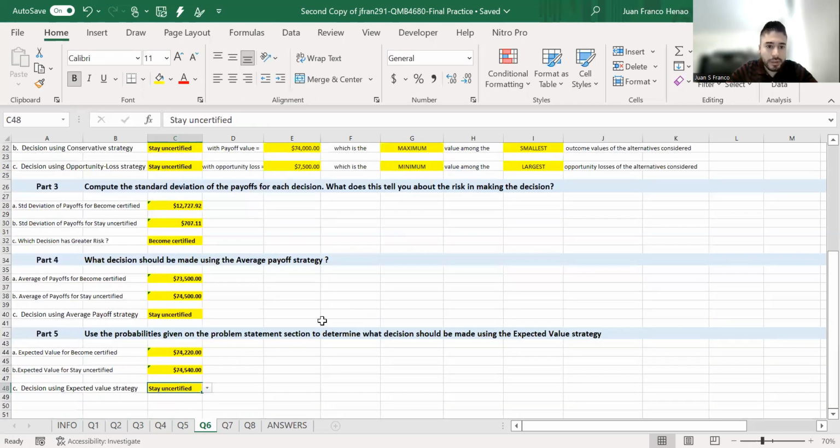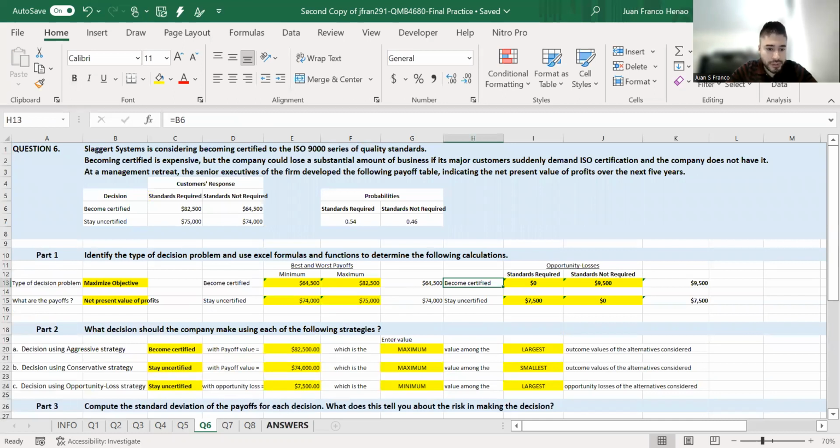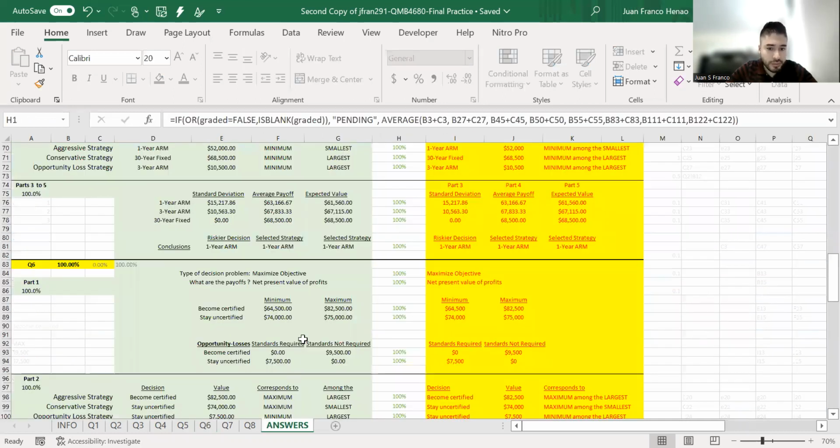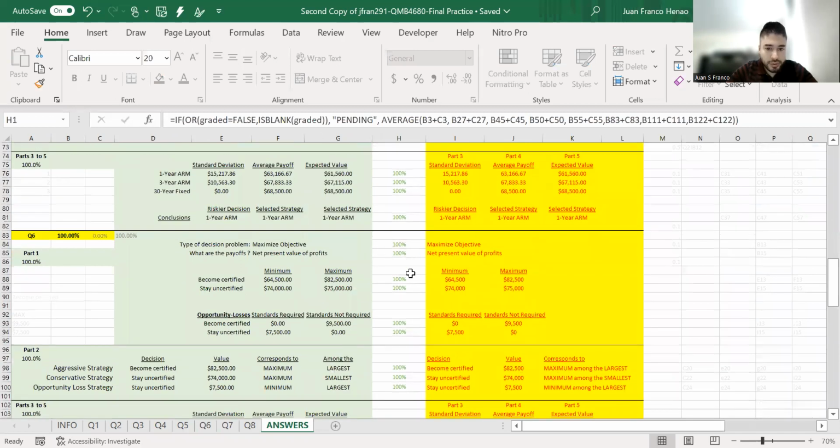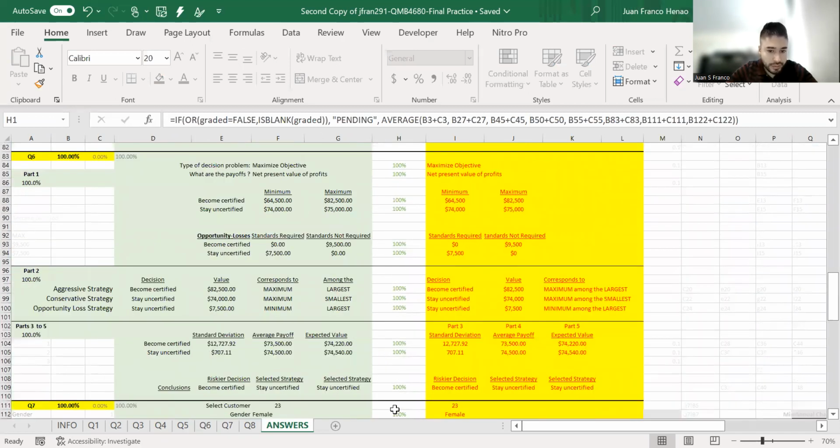Okay, perfect. Now we have everything done for question number 6. Let's go to the answers and check we got everything correct. Yes, we got 100%, everything green, on to question 7.